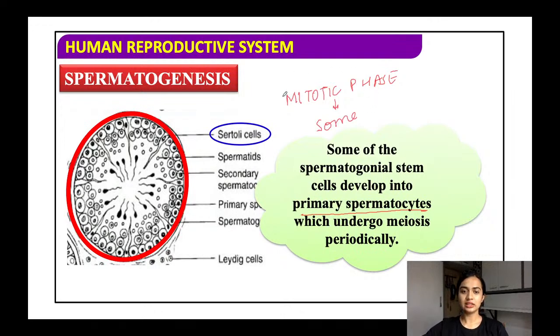It is not that all of those that underwent mitotic division can form primary spermatocytes, only some of them can. And how does this happen? Because they absorb nutrients. All right. And now this primary spermatocyte will undergo a reduction division, or the process called meiosis.